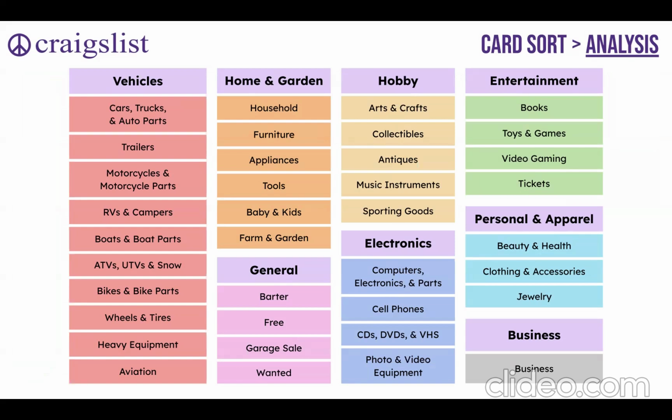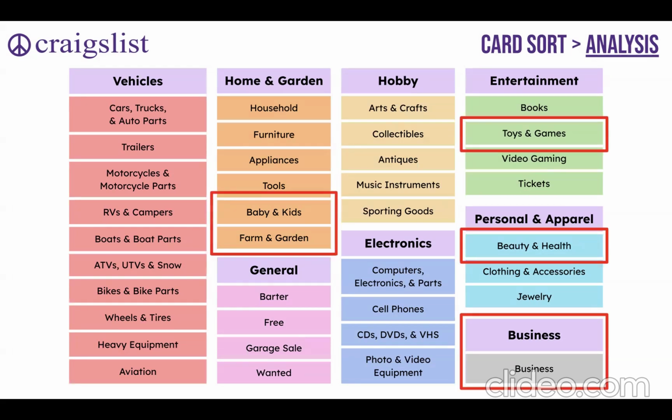I feel like a lot of these are no-brainers, but there were a couple of things that people contested. For example, baby and kids was in a lot of different categories across the different users. But mostly it made sense for a lot of people to put it in home and garden or somewhere in that personal section. So I went with home and garden.